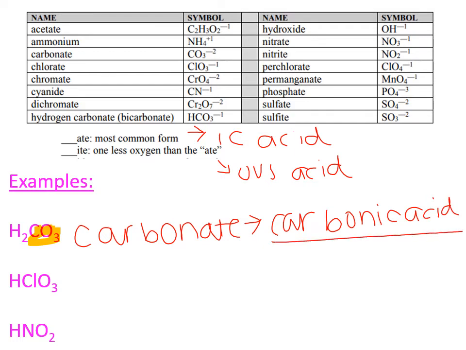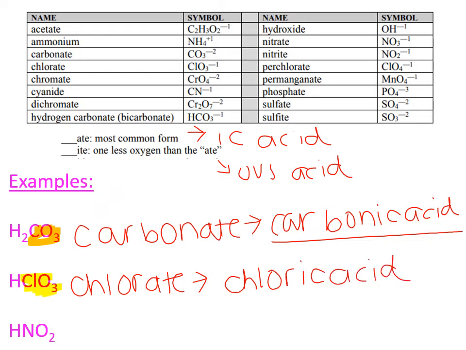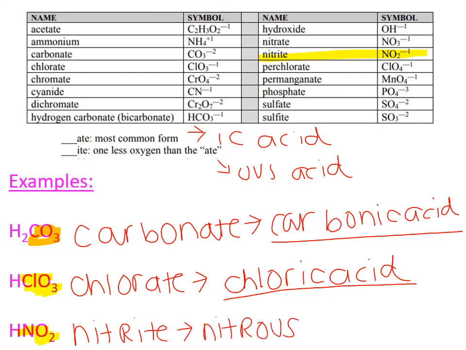HClO3, I would look at that. That has oxygen. What is ClO3? That is chlorate. So it will become chloric acid. There's the name. HNO2. Looking at my polyatomic, NO2 is nitrite. So it becomes nitrous acid.